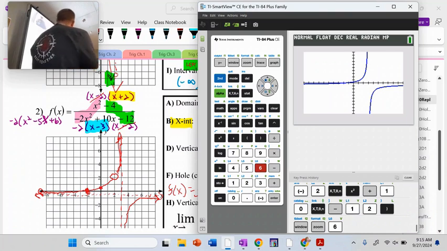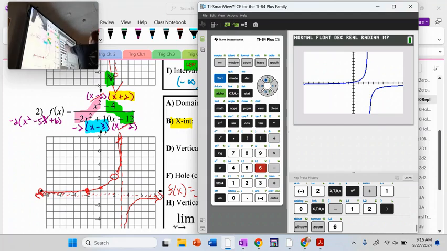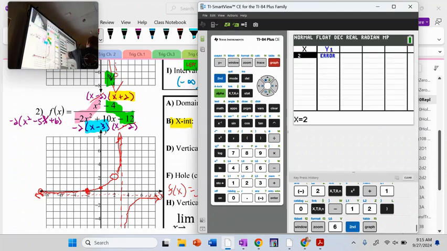Okay? So that's the graph I see. Oh, I don't see that hole. You know what I could do? I could do this. Second table. Did I show you this? How to plug in the table in there? And I plugged it in.